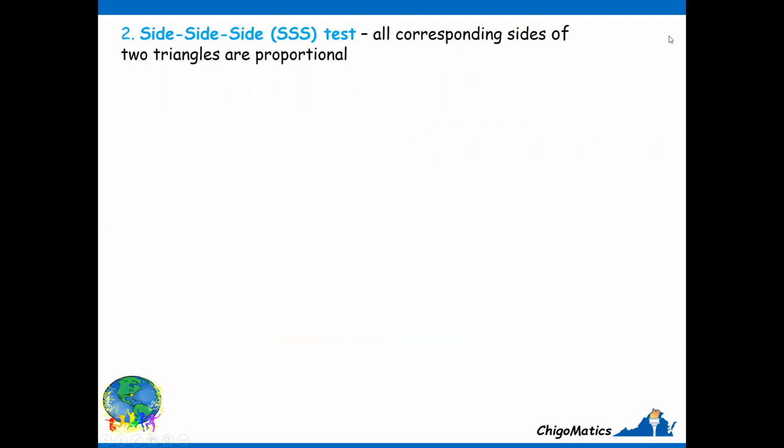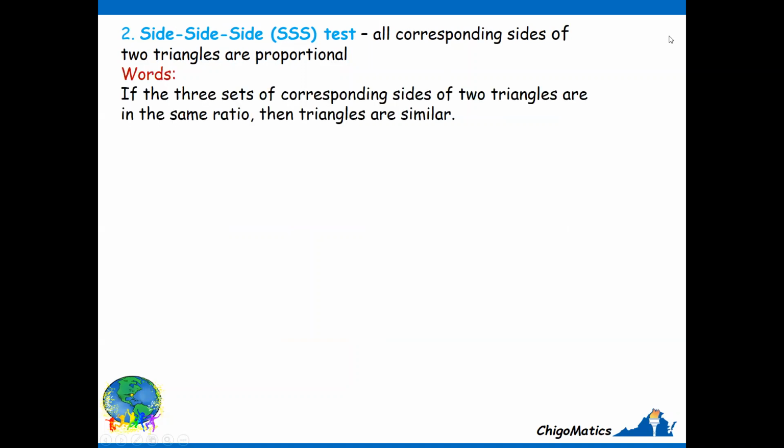Right? Let us look at the second test, the side test. All corresponding sides of two triangles are proportional. Let us look at how it is written in words. If the three sets of corresponding sides of two triangles are in the same ratio, then the triangles are similar. The model for that is we have those two triangles as they are given, right? And we are saying they have the same ratio if we go by the three pairs.